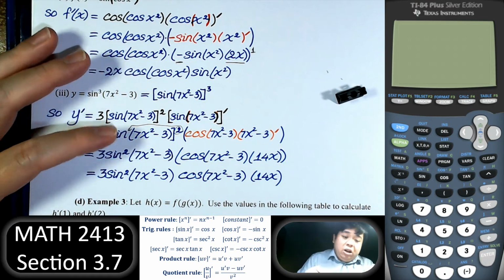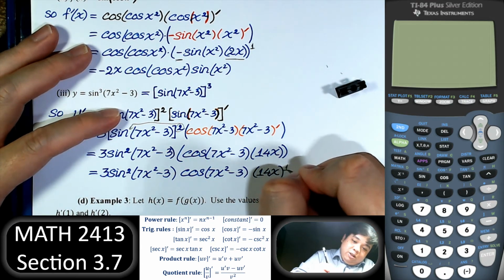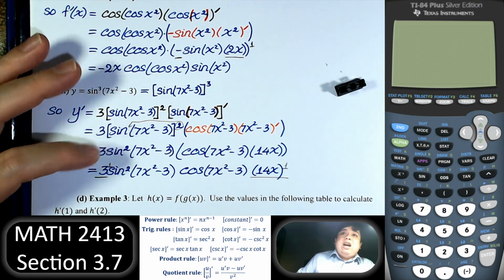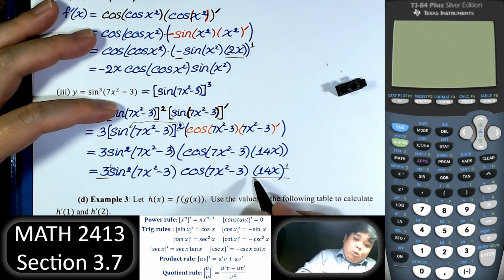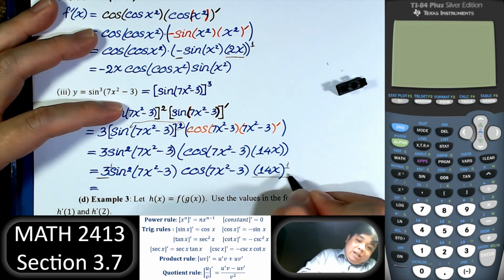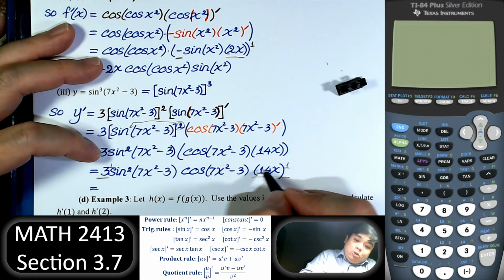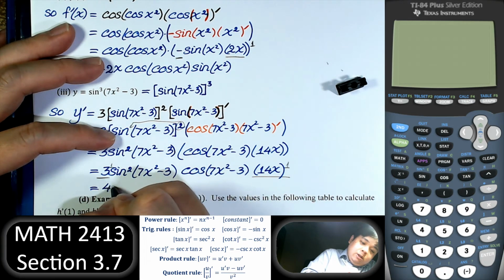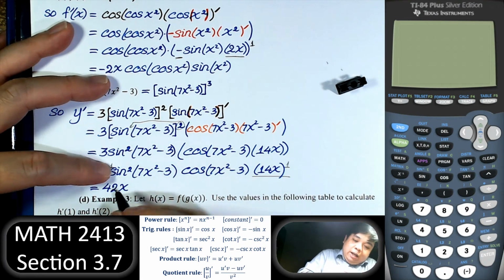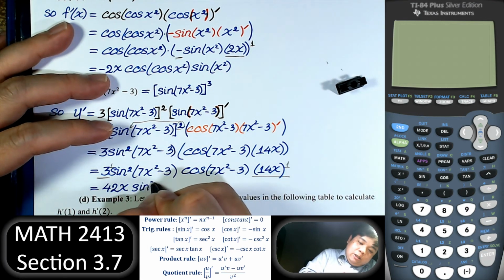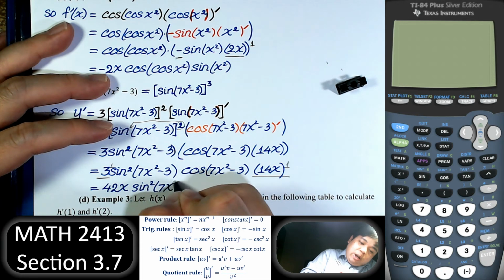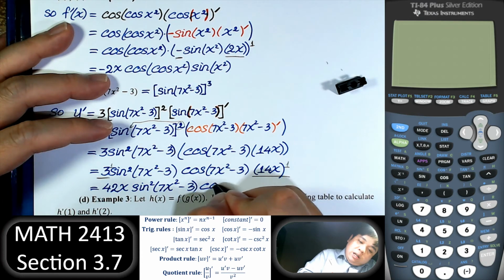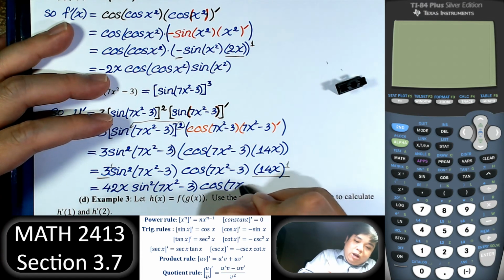What we can combine though, is this to the first power, and this to the first power. Combine those two together. So we don't need to write the parentheses, and it looks better. 3 times 14, that's 42. And then we have sine squared of 7x squared minus 3, and then cosine of 7x squared minus 3.